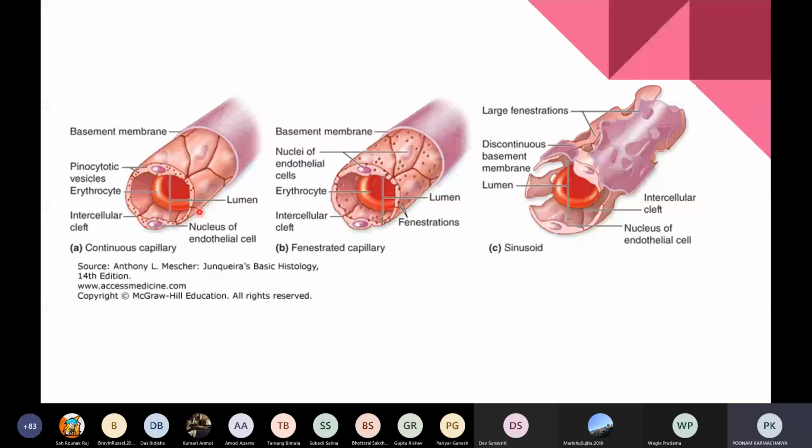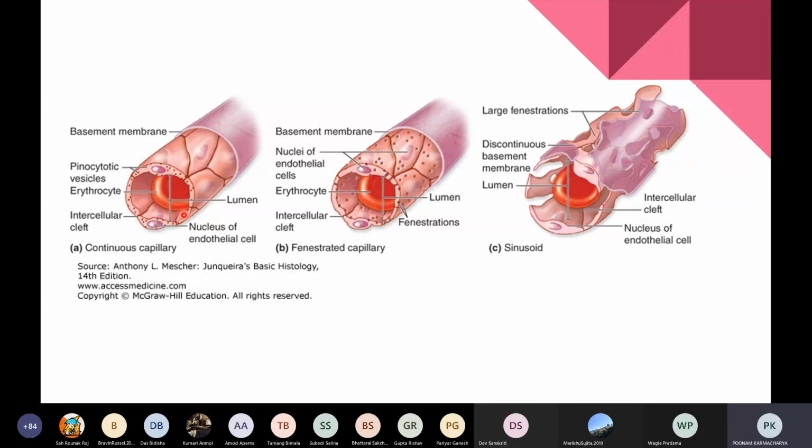And this type of capillary is seen in most of the body capillaries. So most of the body capillaries are of this type, that is continuous capillary, where it is formed by a single layer of endothelial cells, and the cells are almost continuous, and at the intercellular region there might be a small gap of 10 nanometer wide, but they are considered to be continuous. Okay, and it is the type which is seen in most of the body capillaries.